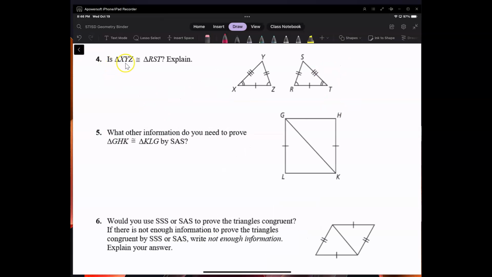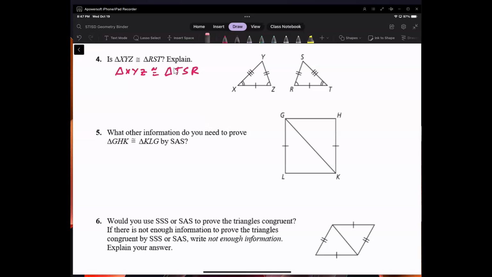Is triangle XYZ, and I want to make sure that this is the right statement. We know that X corresponds with T, and we know that Y corresponds with S, and we know that Z corresponds with R. So the way it's written, it should have been, is triangle XYZ congruent to triangle TSR? So I rewrote the statement, and we know that each corresponding side is congruent.